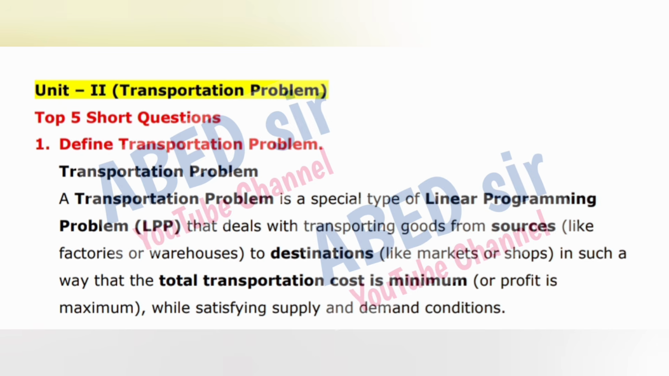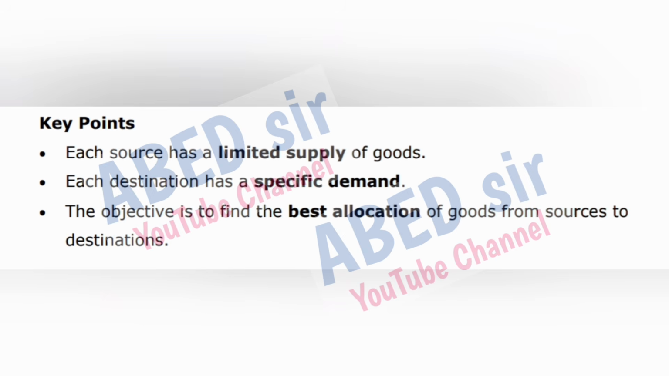Transportation problem. A transportation problem is a special type of linear programming problem, LPP, that deals with transporting goods from sources, like factories or warehouses, to destinations, like markets or shops, in such a way that the total transportation cost is minimum or profit is maximum while satisfying supply and demand conditions. Key points. Each source has a limited supply of goods. Each destination has a specific demand. The objective is to find the best allocation of goods from sources to destinations.